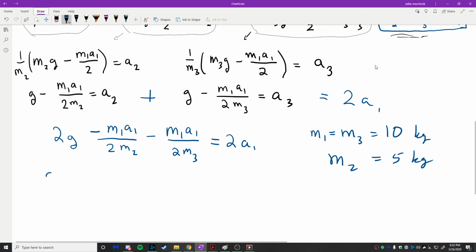So we're going to have 2G minus M1 over M2 would be equal to 10 over 5, which is 2 over 2. So this is minus A1. M1 over M3, M1 is equal to M3. So this one is going to become minus A1 divided by 2. And that's all equal to 2A1.